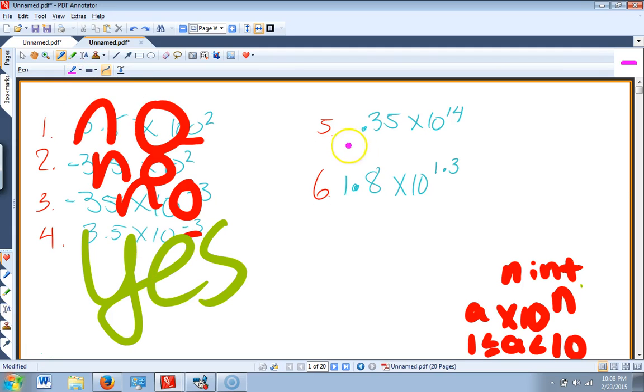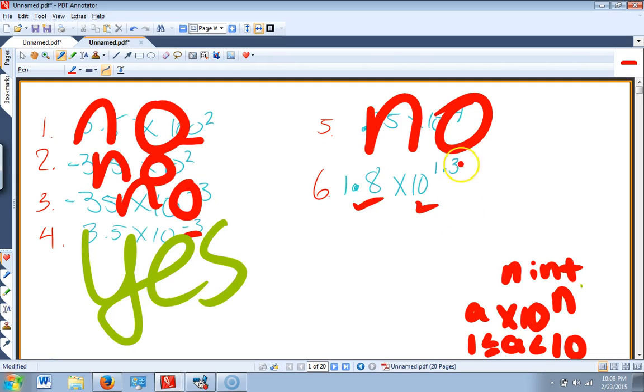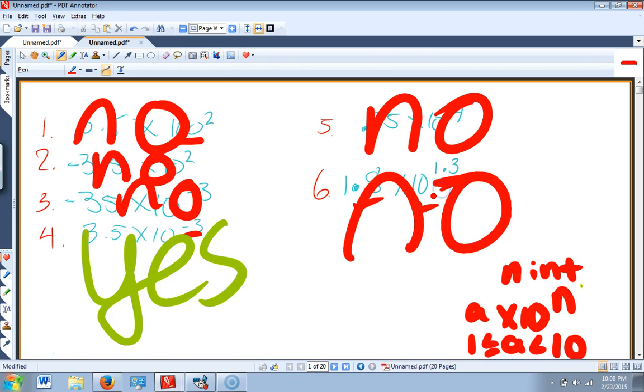So let's go ahead and look at number 5 here. 0.35 times 10 to the 14th. 0.35 is less than 1, so this one is not in scientific notation. And last but not least, 1.8, so we're good there. Times 10, good there. To the 1.3, that is not an integer, so this one is also a no.